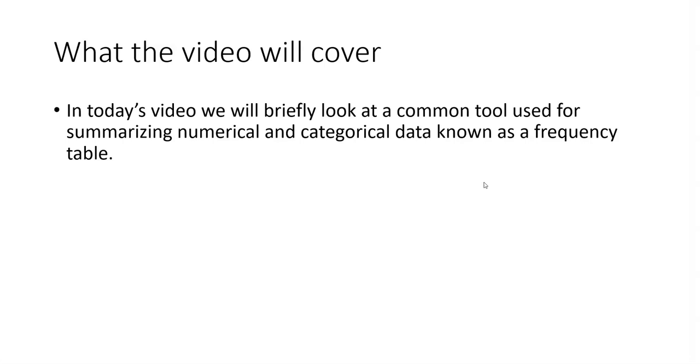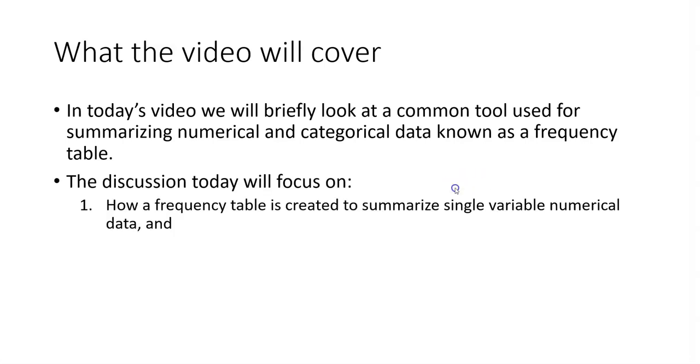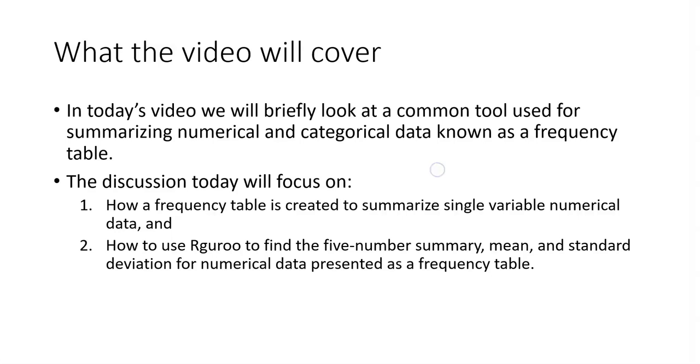In today's video, we will briefly look at a common tool used for summarizing numerical and categorical data known as a frequency table. The discussion today will focus on how a frequency table can be created to summarize single variable numerical data, and secondly, I will show how to use Rguroo to find the 5-number summary, the mean, and the standard deviation for numerical data that is presented as a frequency table.